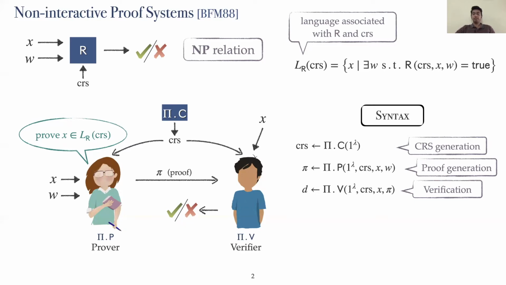We require proof systems to be complete. That is, proofs that are generated by the proof generation algorithm for a statement in the language must always lead to the verification algorithm returning true for the same statement and proof.